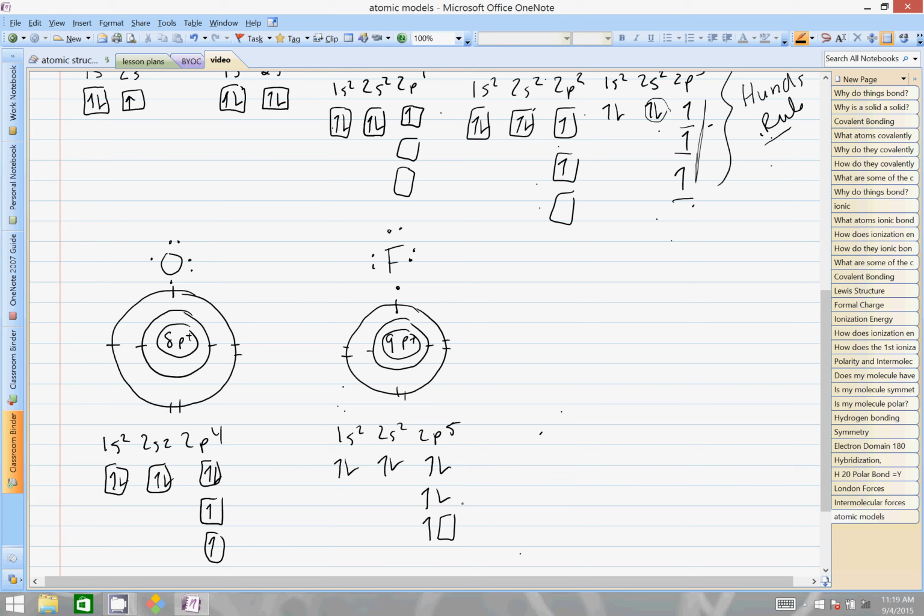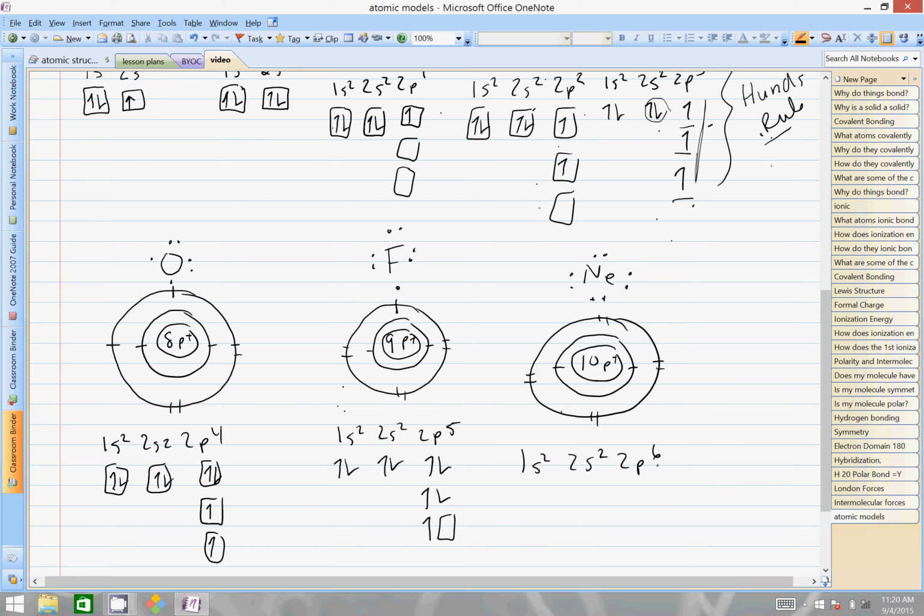And then we have neon. Neon has a full outer shell, and therefore we might note it looks like that. All right, so we have 10 protons, and the Bohr model starts to get a little more cluttered here. 1, 2, like so. And then at that point, my electron configuration is 1s2, 2s2, 2p6, and it is full.